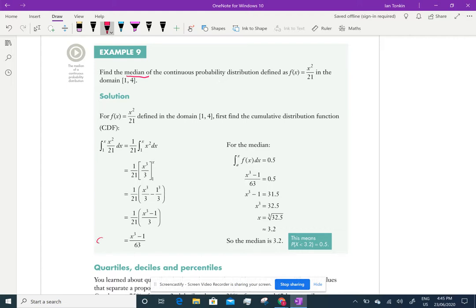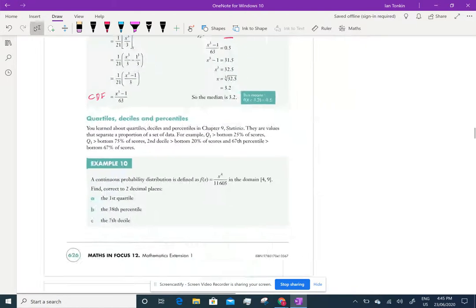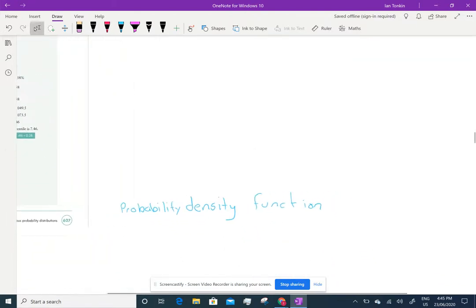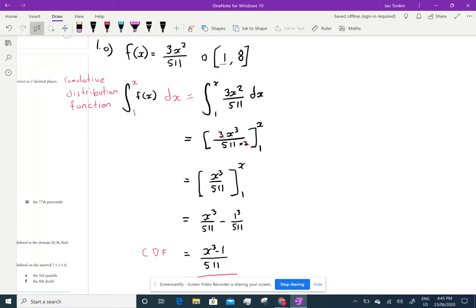So here they've calculated the CDF. There it is. There's the cumulative distribution function. And for the median, they've put that equal to 0.5. Okay. Let's go back and have a go at it. So I've got my CDF. I want to find the median.